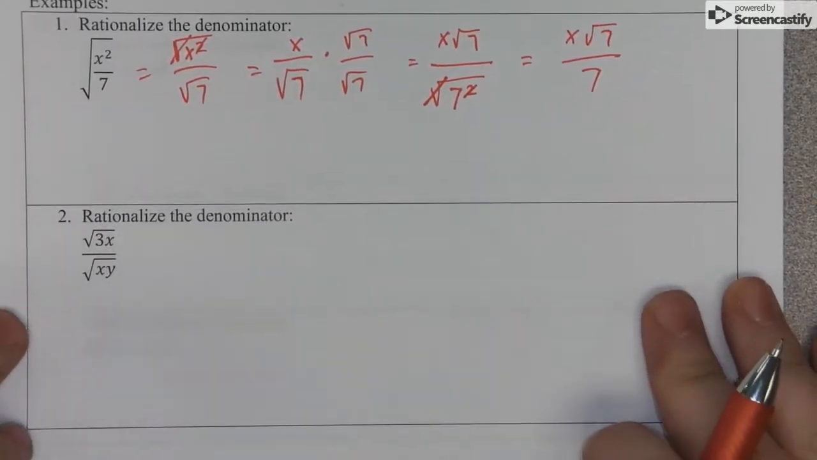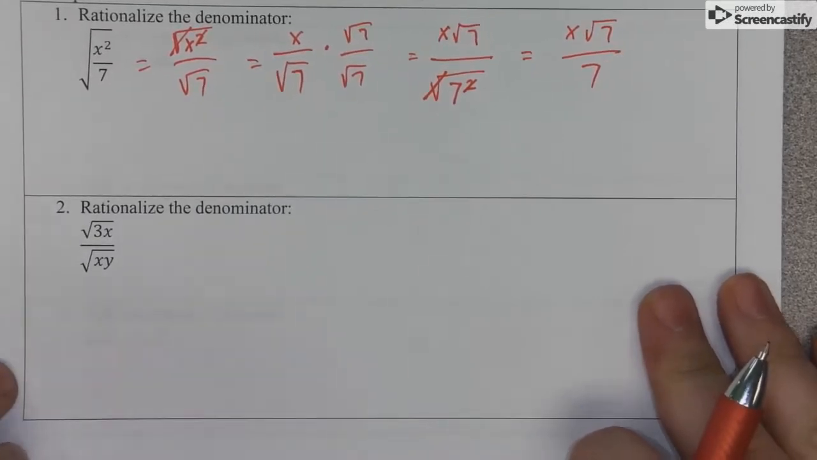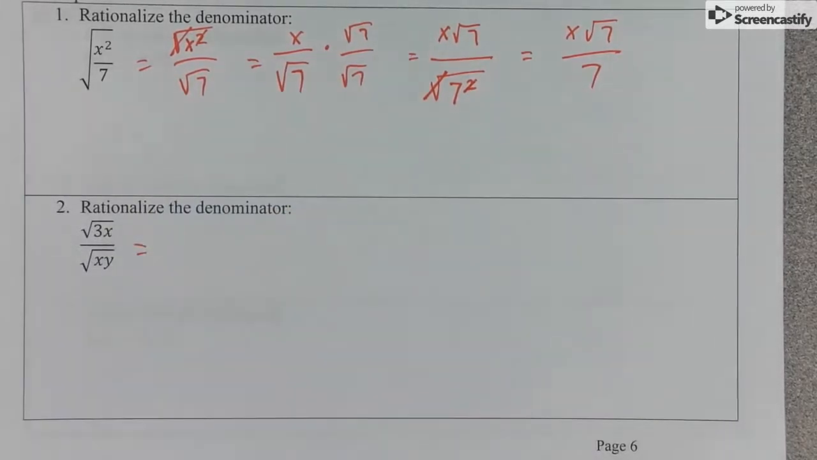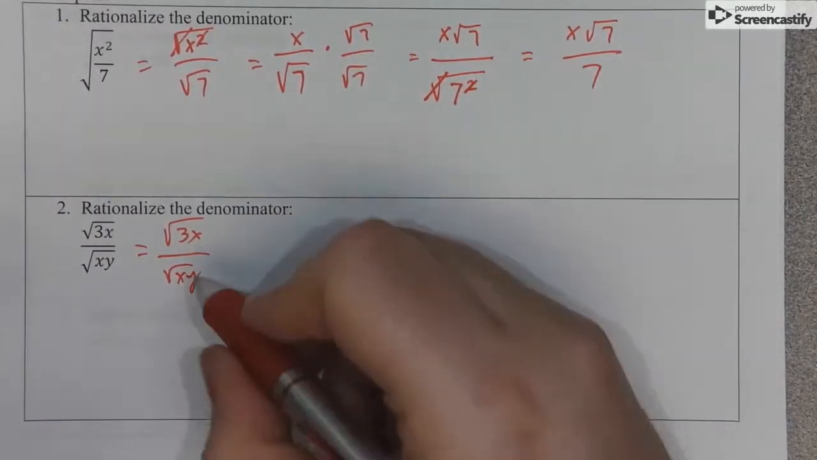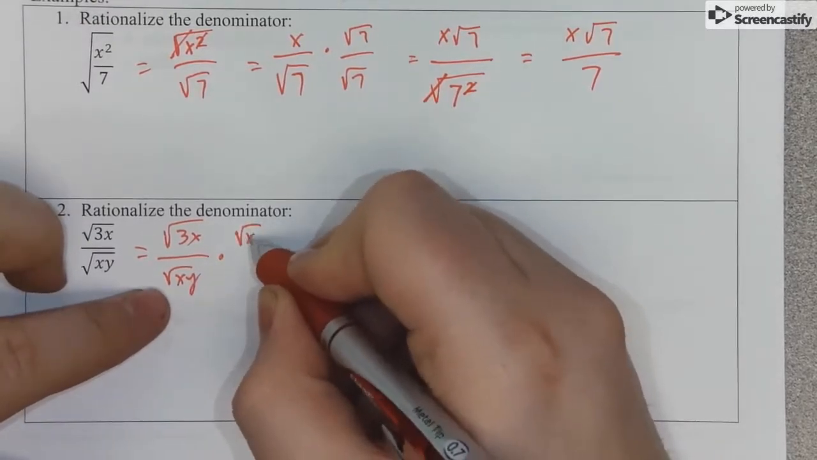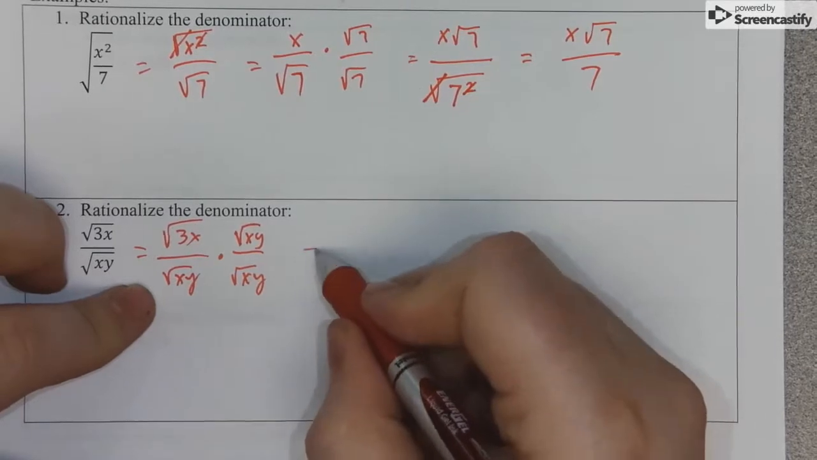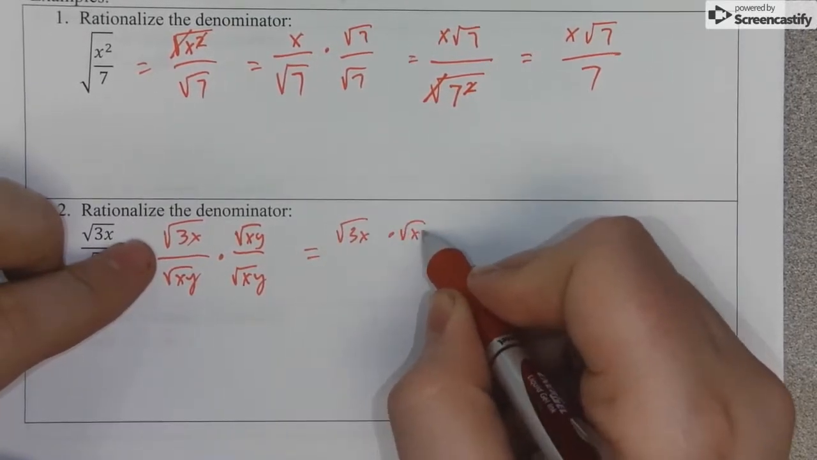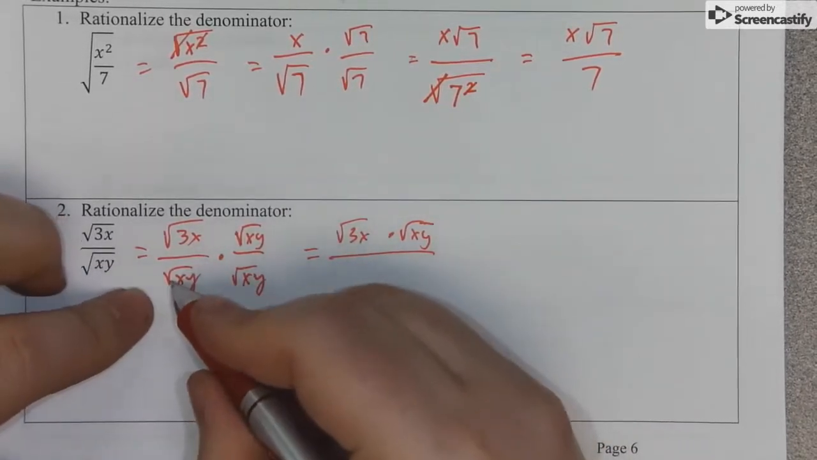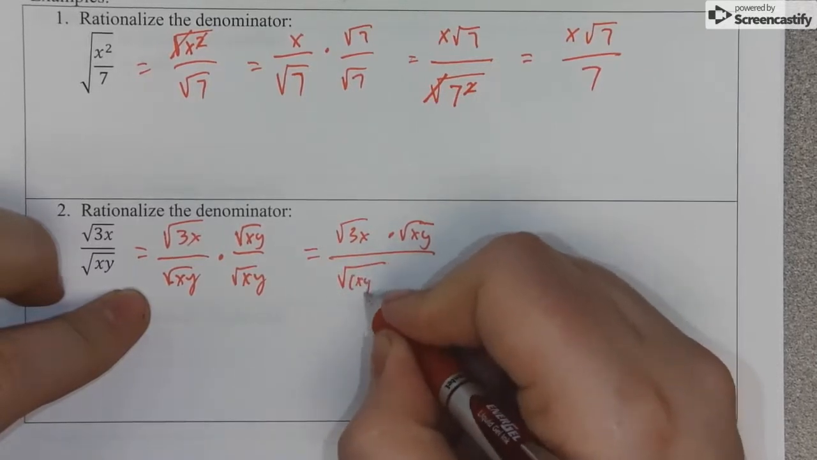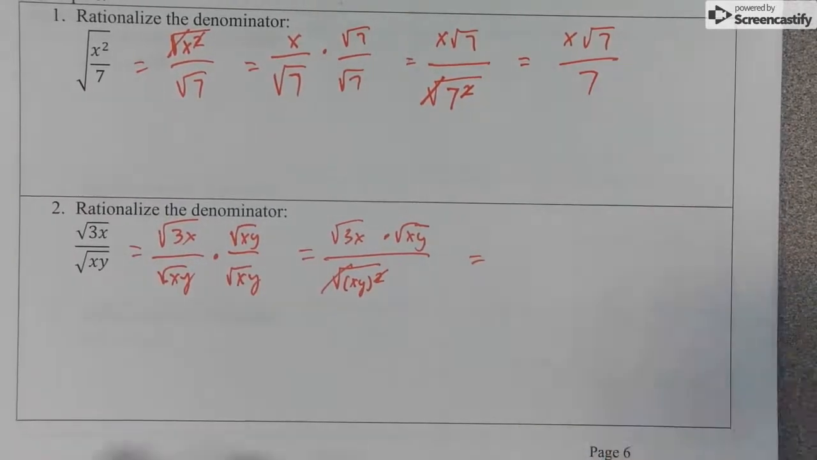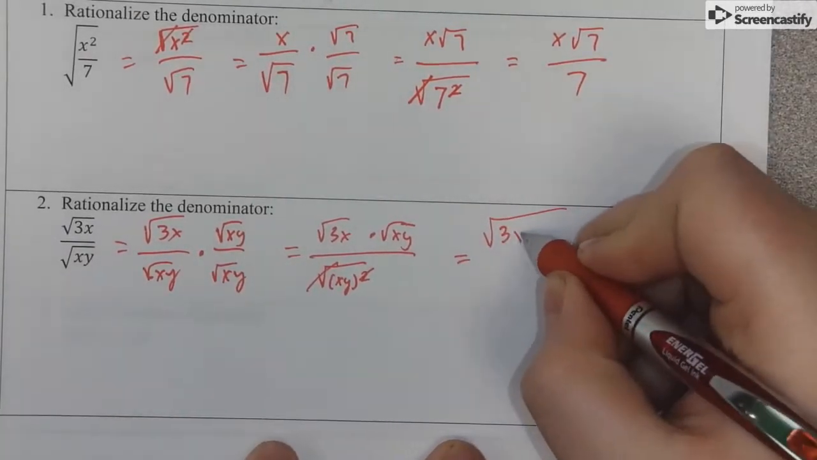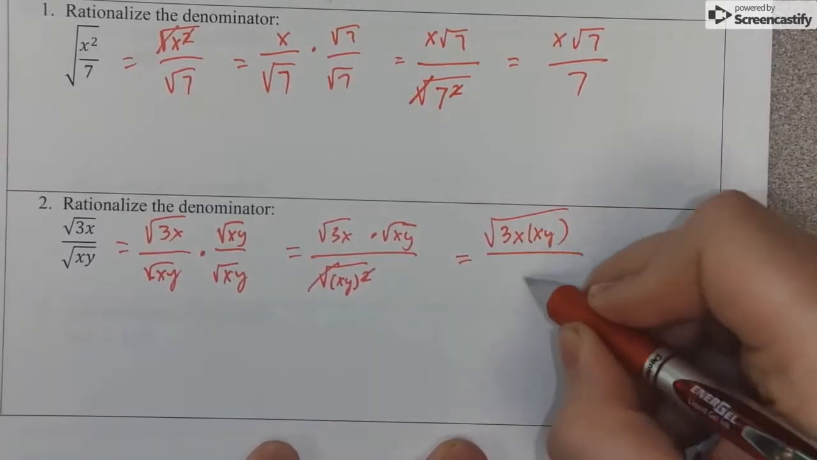Example 2, rationalize the denominator. So square root of 3x over square root of xy. So again, same setup. Can you simplify anything? No. So this will be the square root of 3x over the square root of xy times, well, I need to multiply by square root of xy over square root of xy. So this will be the square root of 3x times the square root of xy over the square root of xy squared. These would cancel. And in my numerator, I would have the square root of 3x times xy, just so you can see it, over xy.